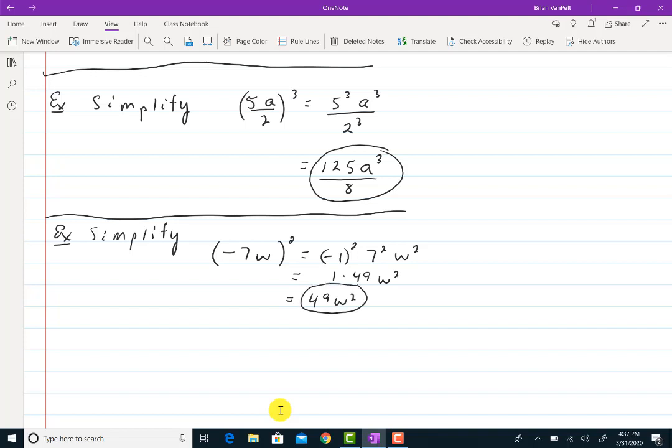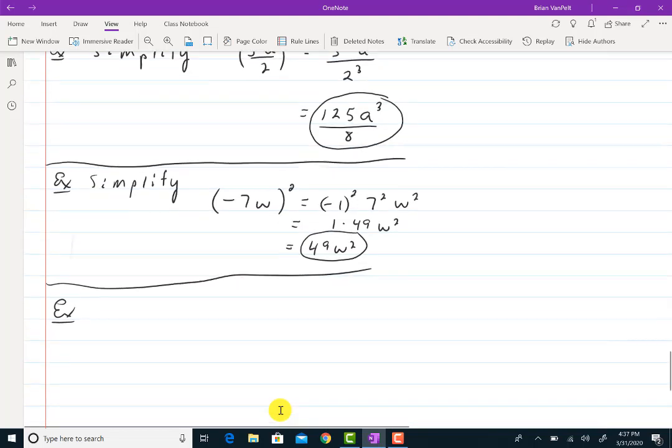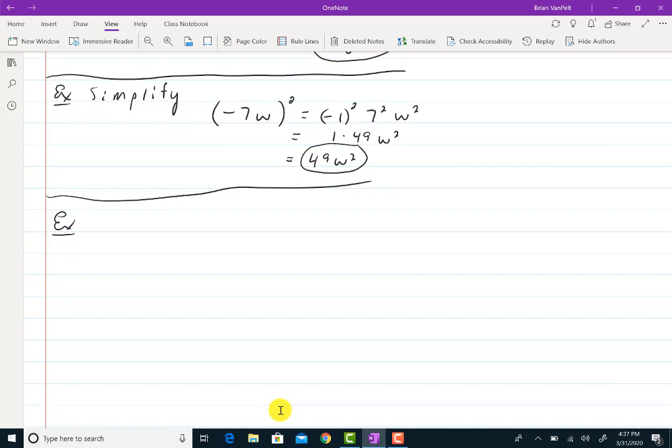So in each case, you should be able to tell right off the bat whether the thing should have a minus sign in front of it or whether it should not. Let me do another one, and I'll show you what I'm talking about in this example here.